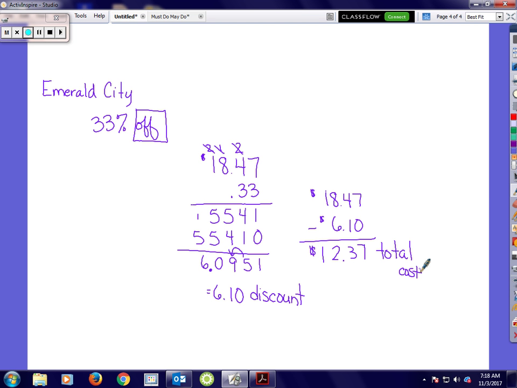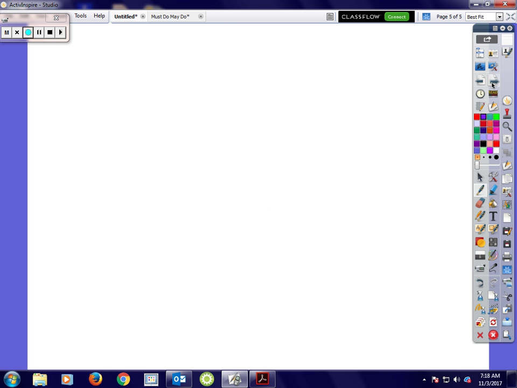Okay, so when you get a percentage off, you want to make sure your total is less than what you started with. And you want to make sure if you're tipping when you get your total that it's more because you're giving an additional amount of money. Okay, so let's have you try one and then we'll be done.